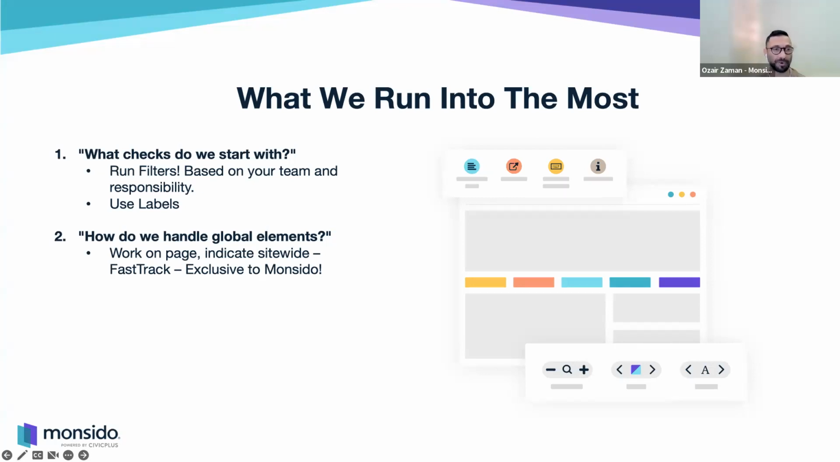So that's a bit of a summary, tying the guidelines that Clarence mentioned before into the checks that you're doing, how you're picking some of those checks, and some of the ways Monsido makes it easier to pick those checks and work through your WCAG workflow.